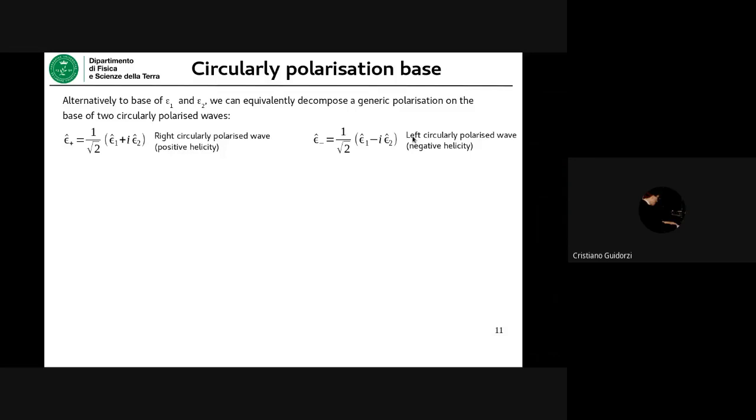The reason is because you have to think of which hand reproduces the way the electric field rotates. I'm going to show you why this is indeed the case. So why are these unity vectors corresponding to the two different ways of circular polarization base? To prove that, let's consider the Euler formula.